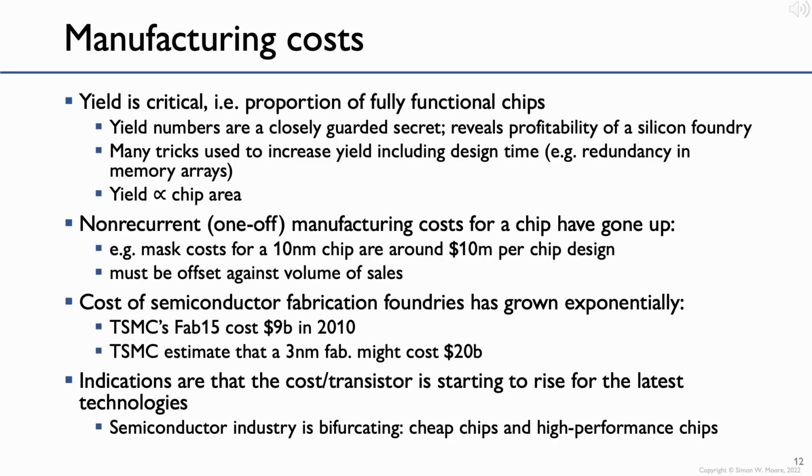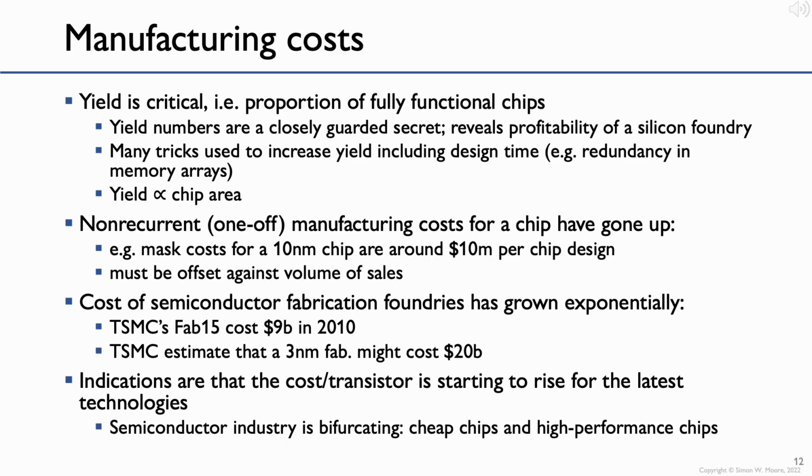Let's dig into some of these costs in a bit more detail. First and foremost, yield is absolutely critical. Yield is the proportion of fully functional chips, and that yield number for a silicon process is a closely guarded secret because it really reveals the profitability of a silicon foundry. Many tricks are used to increase yield, including at design time, so you would add redundancy to memory arrays and so on. Also, yield is related to the chip area. Basically, the larger the chip, the more transistors there are on it, and the greater the chance there is for a defect.